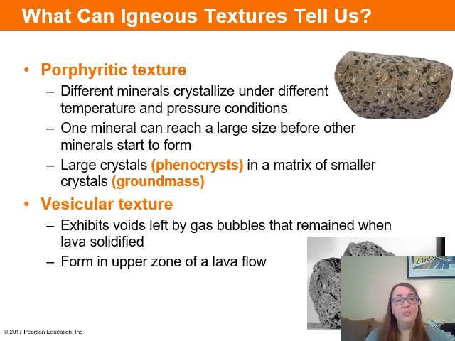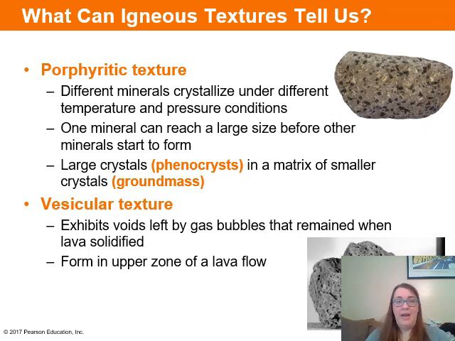So these large crystals, like these large black crystals that we can very easily see, these are called phenocrysts. And then the gray material separating them is called the ground mass. So the way these porphyritic textures develop is that we're actually going to see two stages of cooling develop. The first stage, this magma is going to be cooling off very slowly inside of the earth. And these large phenocrysts are going to start developing.